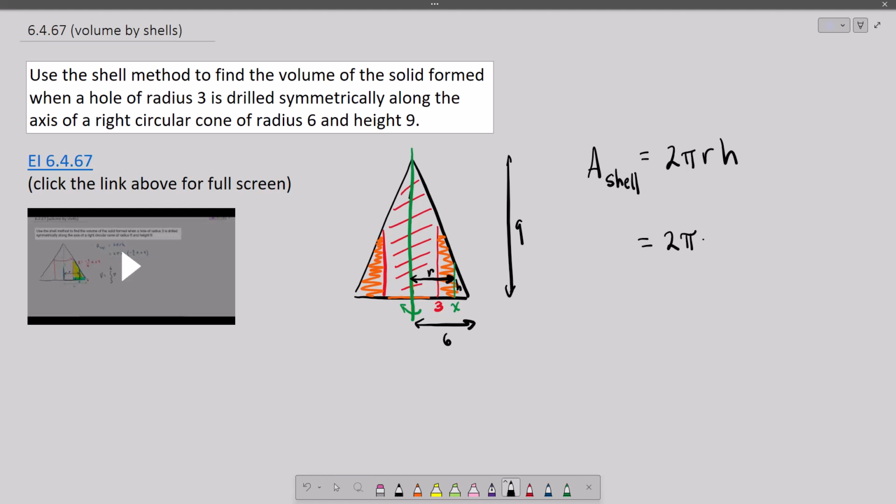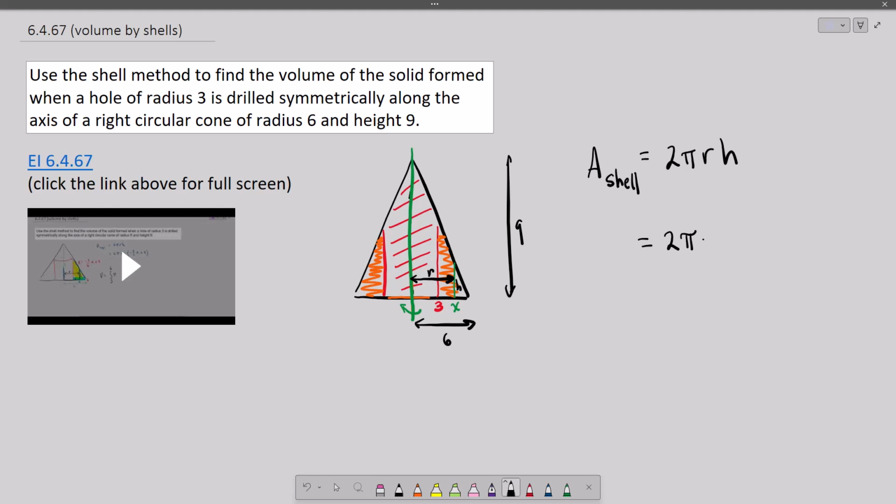So let's look at the r first. So r is the distance from the axis over to your element. And what is that distance from the axis to the element? X plus 3. X. X. All right, so let's make sure we understand that. I heard a couple of other options. So 3 gets us to the edge of the hole that's bored out.